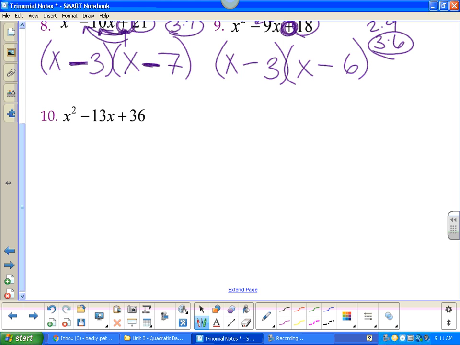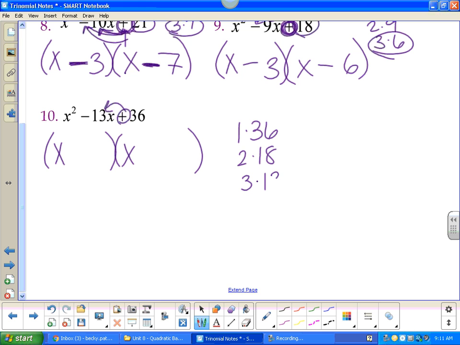Okay, last one. X and x. I want the factors of 36 that add to give me a 13. 1 times 36, 2 times 18, 3 and 12, 4 and 9, and 6 and 6. And I want to add to get a 13. That's 4 and 9. Signs are the same, and they'll both be a minus.